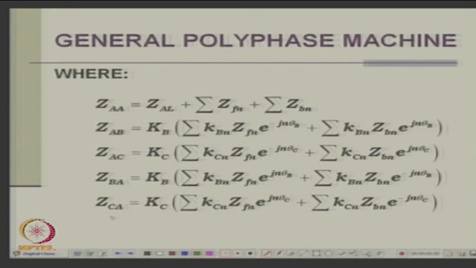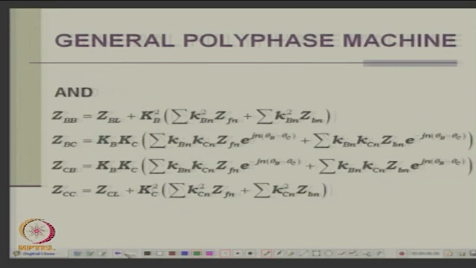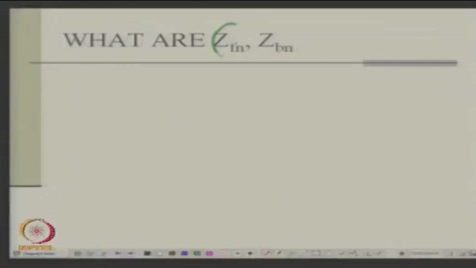Of course, we have already defined ZA, ZDIB, ZDSC, ZBA, ZCA. All those things we have already defined if you have multiple windings, and all these impedances ZBB, ZBC, ZCB, ZCC, etc. Now, I want you to take a little effort. What do ZFN and ZBN mean? If you go back, what is it?